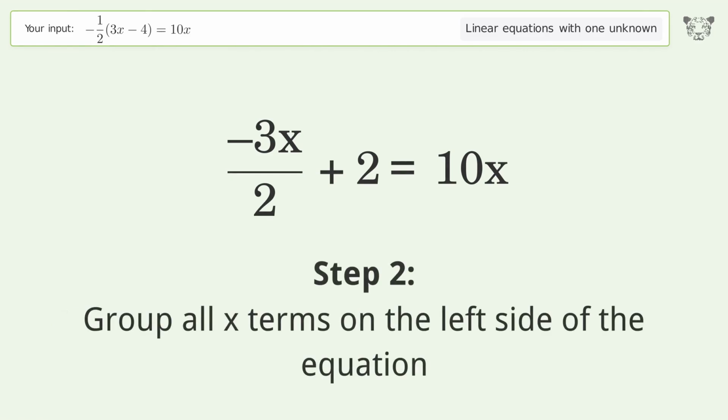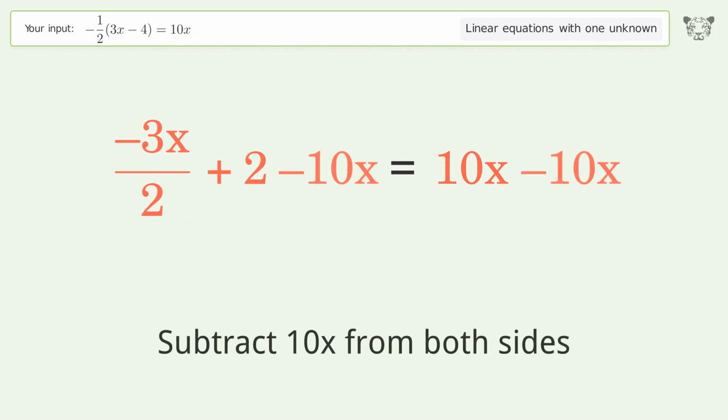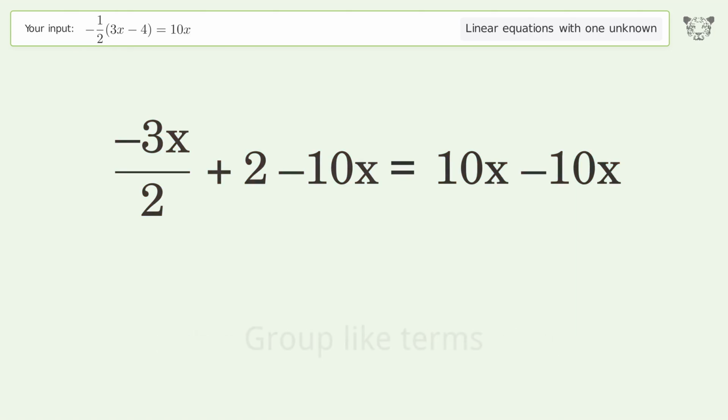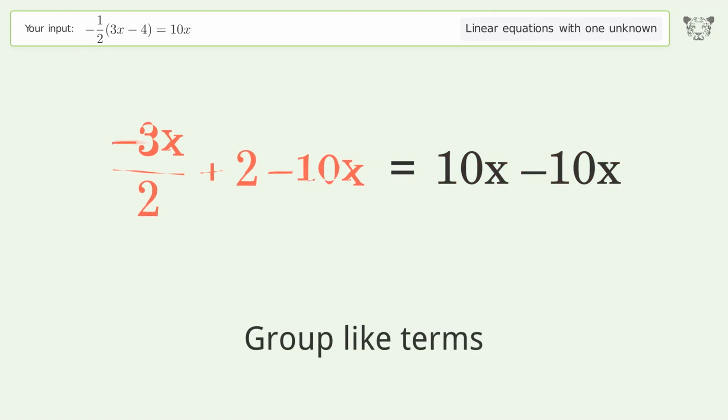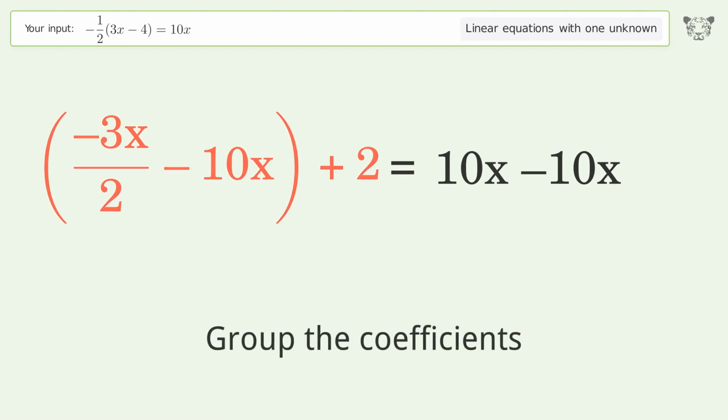Group all x terms on the left side of the equation. Subtract 10x from both sides. Group like terms. Group the coefficients.